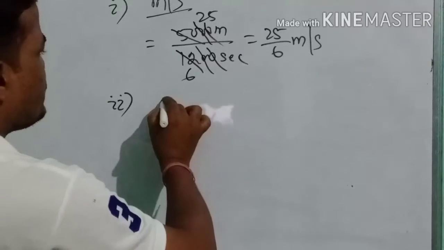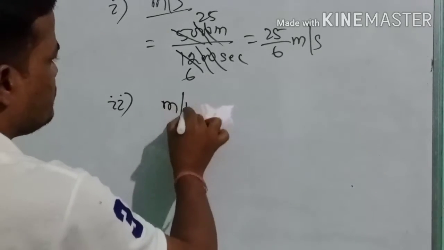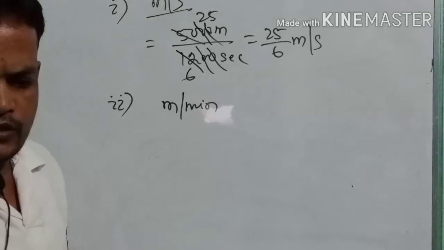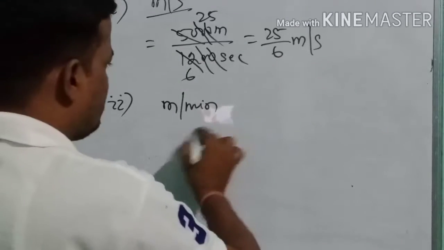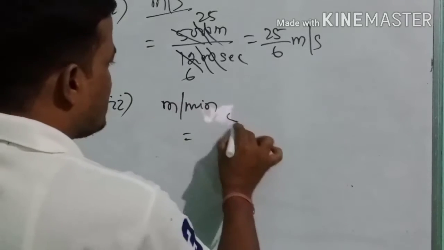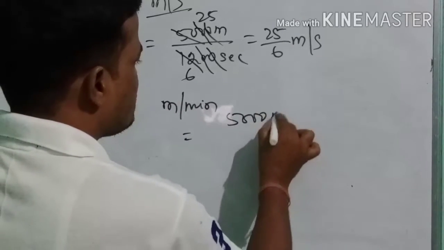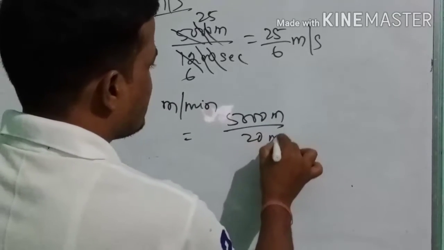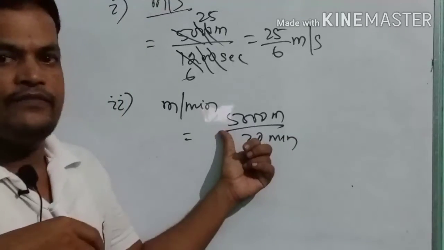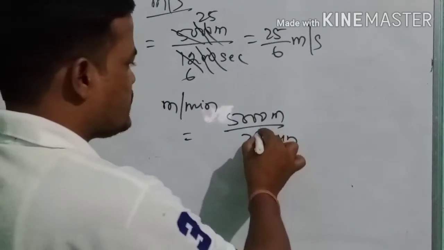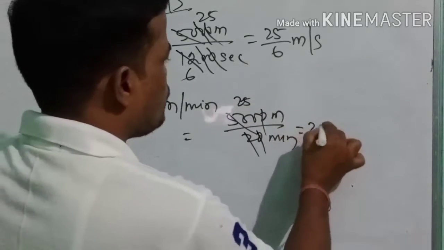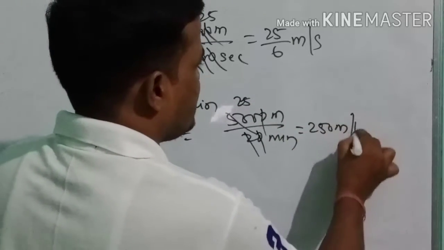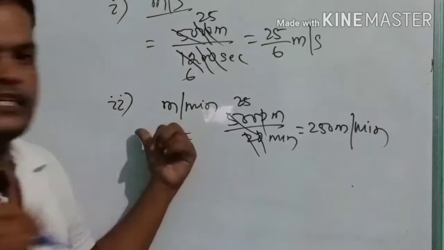Number 2, we have to calculate meter per minute. That is 5000 meter by 20 minutes, given already in the question. So 5000 meter by 20 minutes, that is 250 meter per minute. This is the answer of the second one.